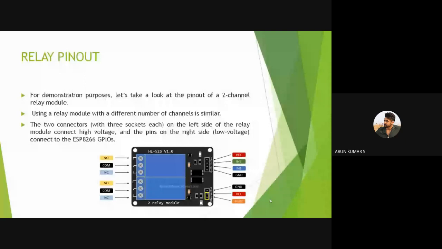Relay pinout. For a demonstration, let's take a look at the pinout of the two-channel relay module. Using a relay module with a different number of channels is similar. The two connectors with three sockets each on the left side of the relay module connect to high voltage, and the pins on the right side, low voltage, connect to the ESP chip. Next, our colleague Mohan Krishnan will explain.